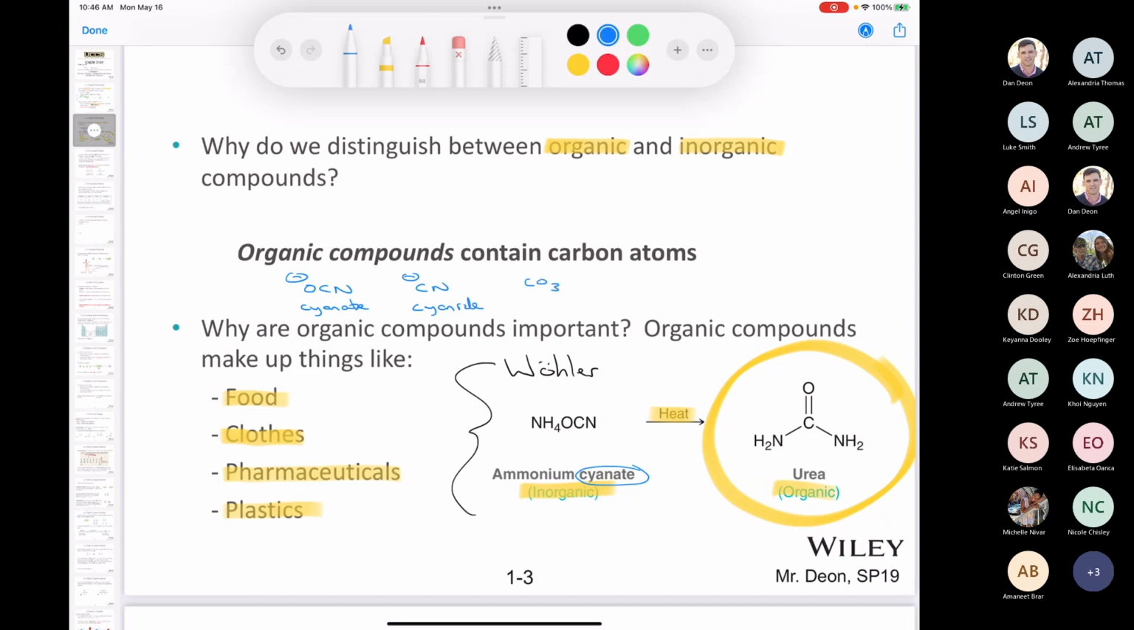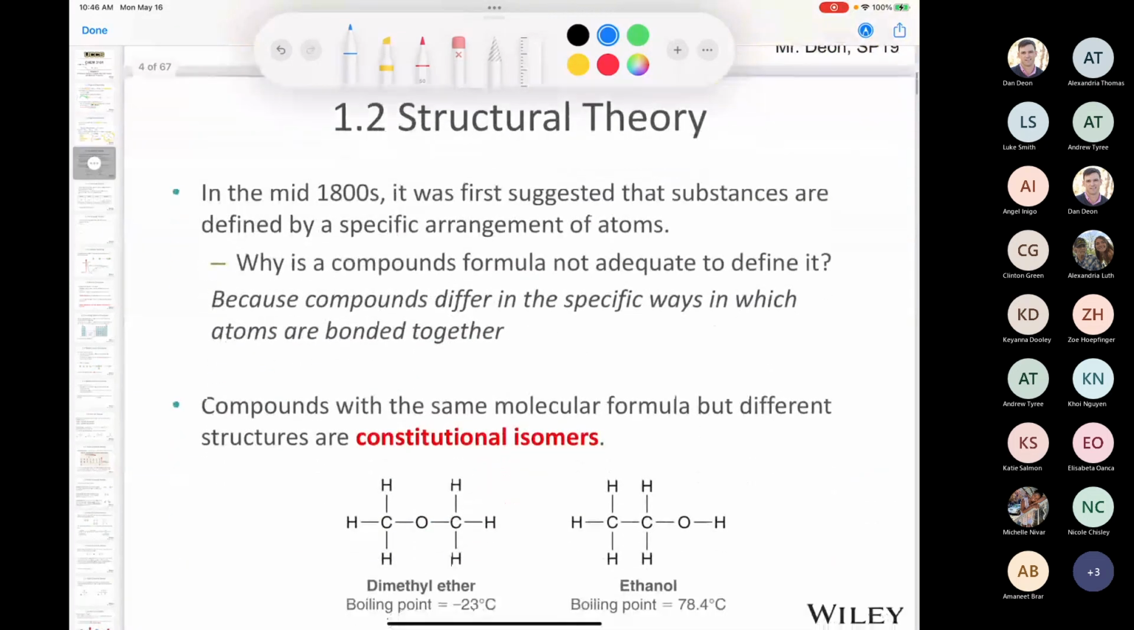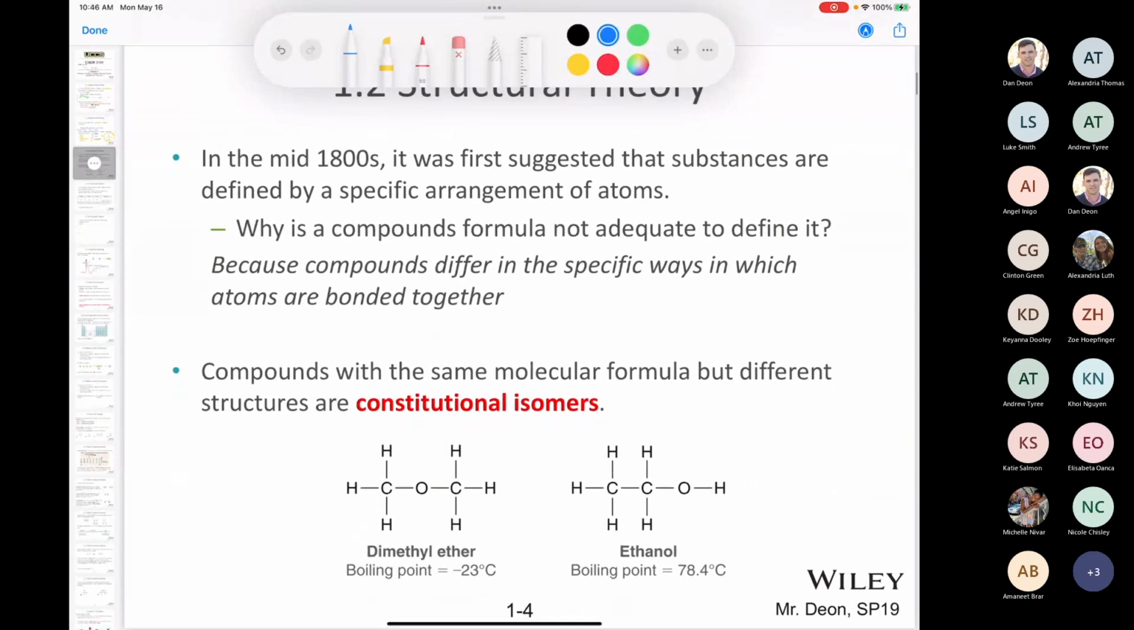And then I'd say the carbonate ion. So carbonate and bicarbonate ions. Those are not considered organic. So we'll put here, not considered to be organic. All right, so organic compounds contain carbon atoms. Well, let's move on to structural theory.